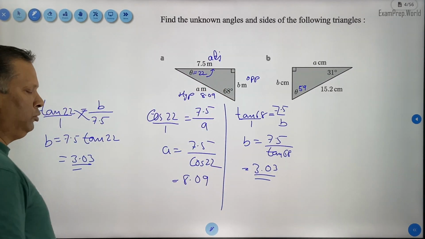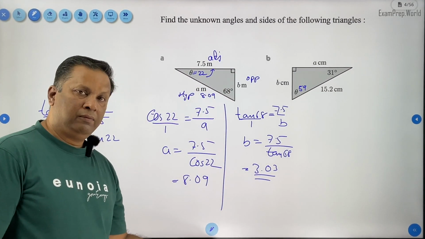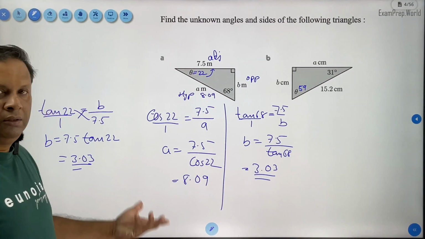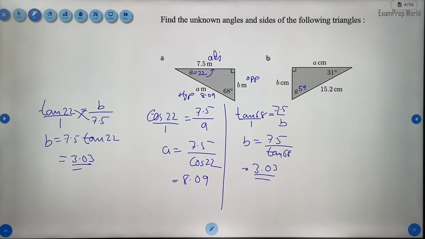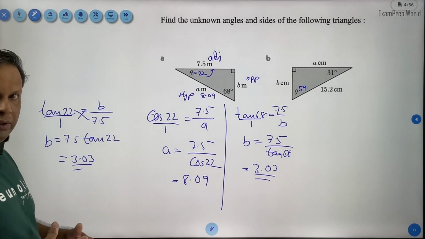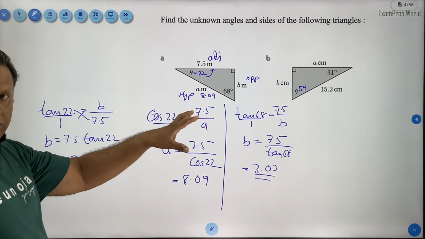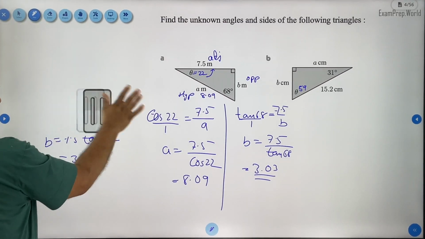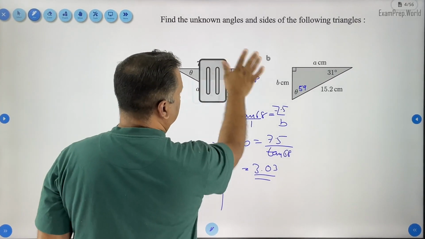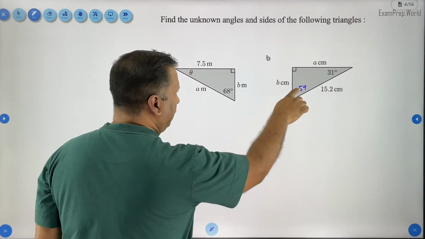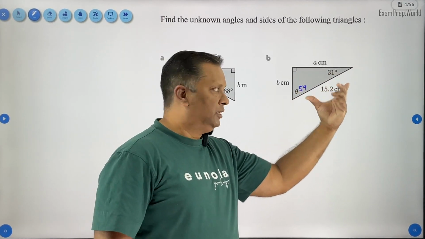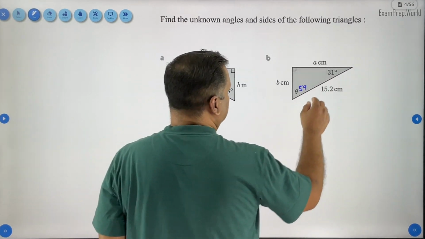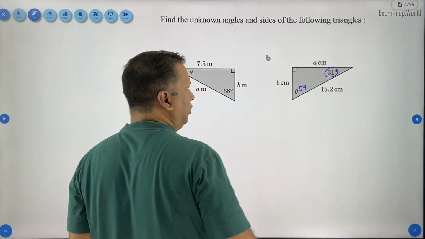So whichever ratio you use, if you are using one of the angles and one of the sides, you can always get the third side. Okay, easy. So you can copy, pause the video, note for yourself. Okay, now let's do the next one. I'll erase this one here. Since we have already found the angle, because both are complementary angles, the sum is 90 degrees, I will use 31 to find all other things.